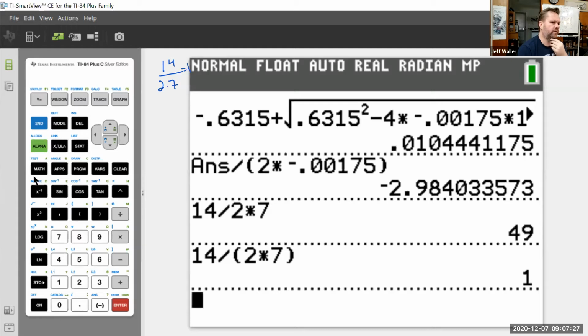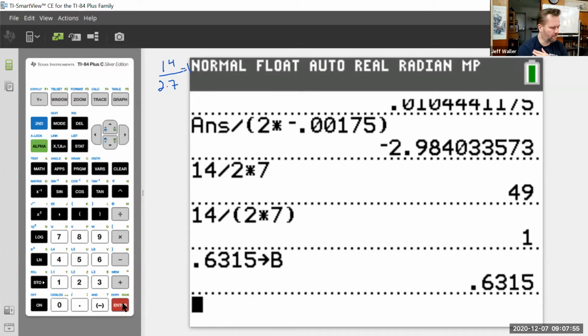If any of you are curious, it depends on what kind of calculator you have, but do you see all these little green letters? See up here? I don't know if anybody would really be interested in this, but I can store 0.6315. See the green alpha button? I could store it in B, because 0.6315 is B. I could store negative 0.00175 in A, because that is A.